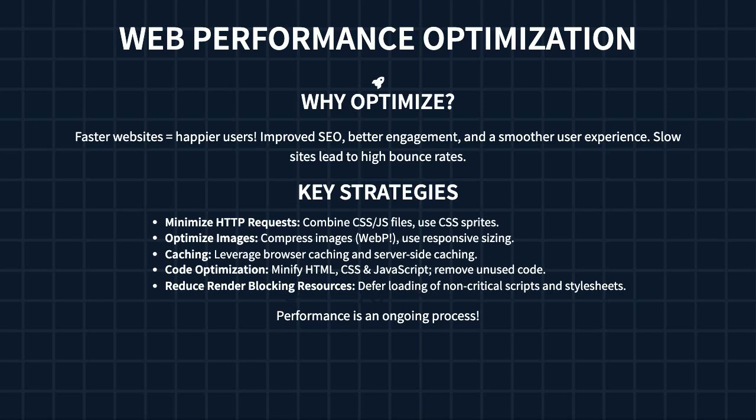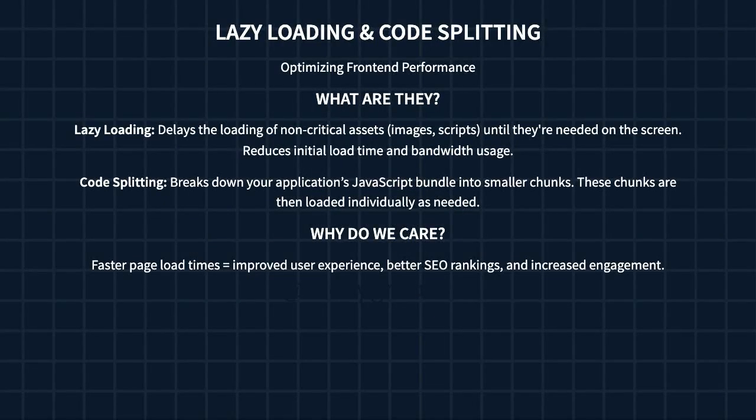We want to reduce the number of times a browser has to ask for files. That means combining CSS and JavaScript into fewer requests. Images need to be optimized by compressing them and making sure they're sized correctly for different devices. Caching is also really important, helping browsers store things locally so they don't have to fetch them again. And finally, let's make sure our code itself is optimized: minifying HTML, CSS, and JavaScript removes unnecessary characters and reduces file sizes. Don't forget about deferring the loading of non-essential scripts and stylesheets, so those things don't block your page from rendering.